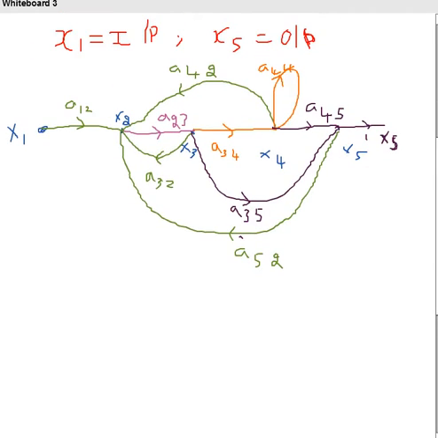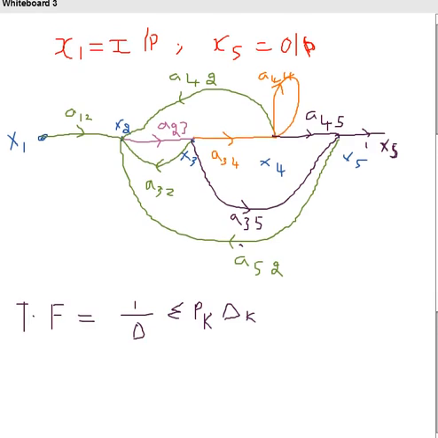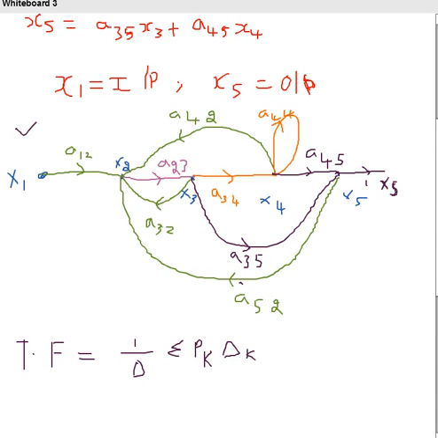We'll see for the same signal flow graph, same diagram, how to find out the transfer function. What is Mason's gain formula? TF is equal to 1 by delta sigma PK delta K, where PK represents the path gain of the kth forward path, delta represents the determinant of the graph, and delta K is the value of delta for the part of the graph not touching the kth forward path. So for this signal flow graph, how many forward paths are there?